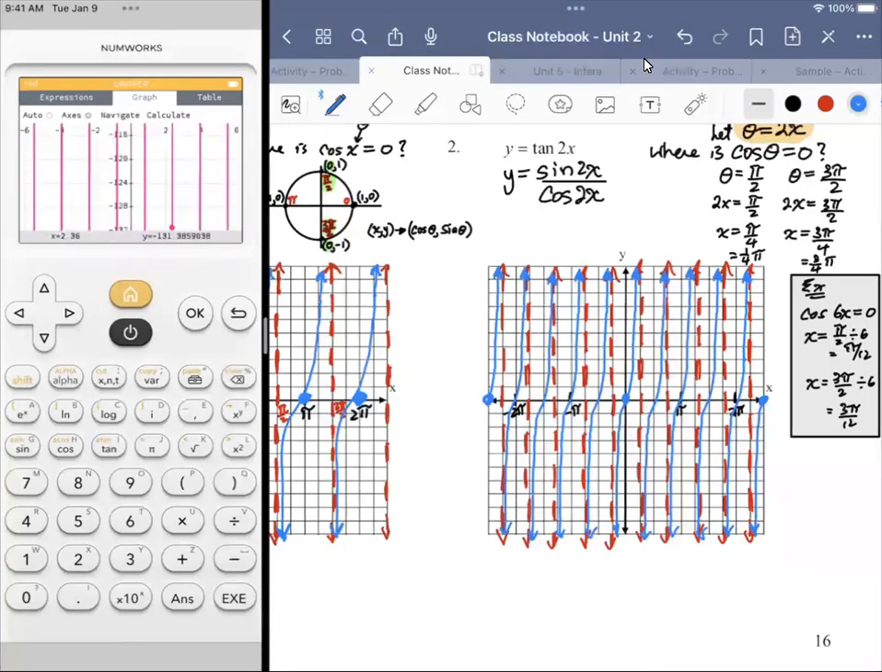Sorry, I'm just straightening this out a little bit. It kind of jumps on me. I want it to kind of stay rough. That's fine. I can live with that.